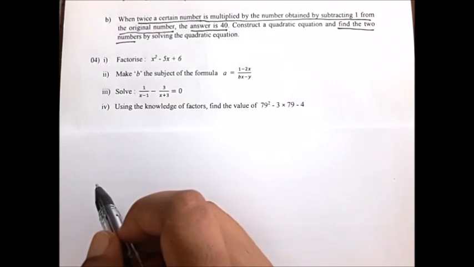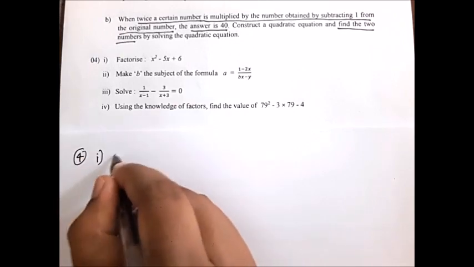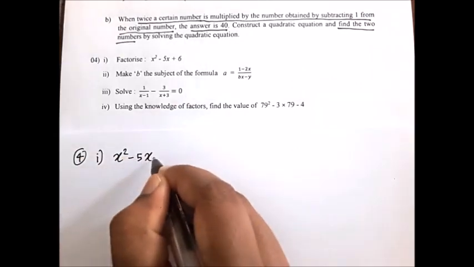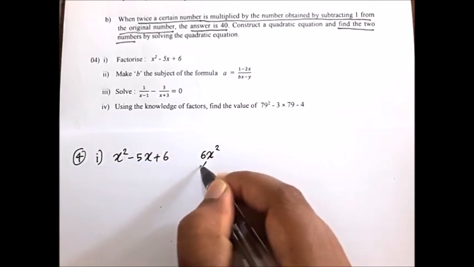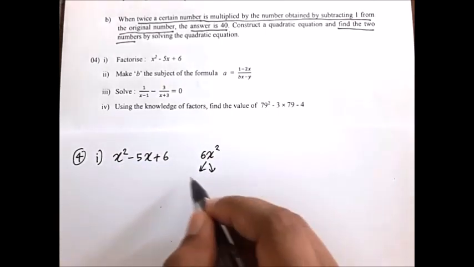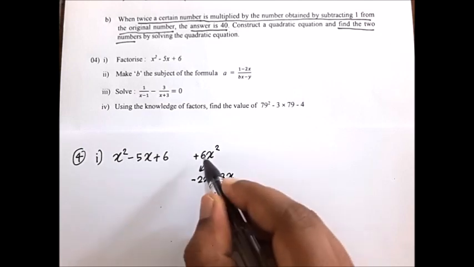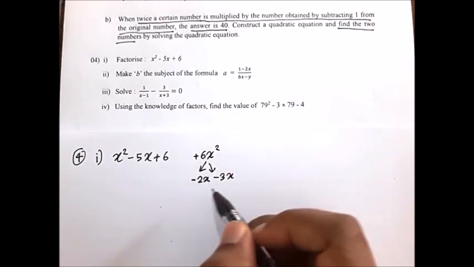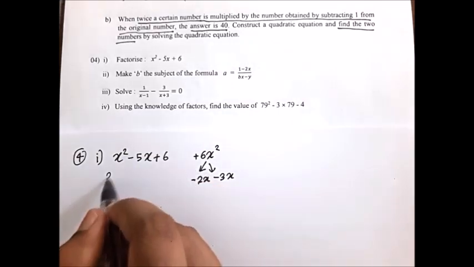Now look at the fourth question, the first one. Factorize. Multiply the first term and the last term, then separate into two terms. Here the two terms are minus 2x and minus 3x. When you multiply these two, it is equal to 6x squared. When you add these two, it is equal to minus 5x.